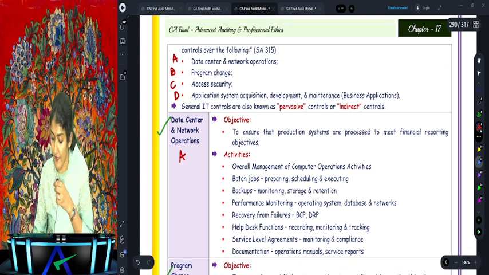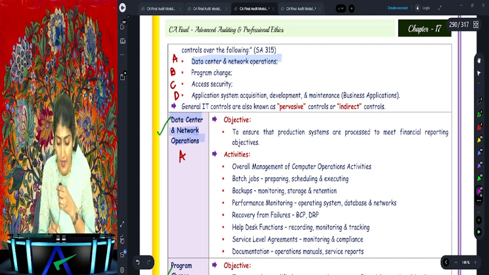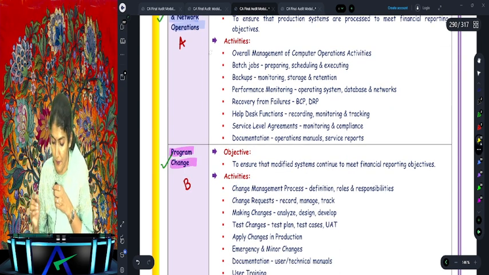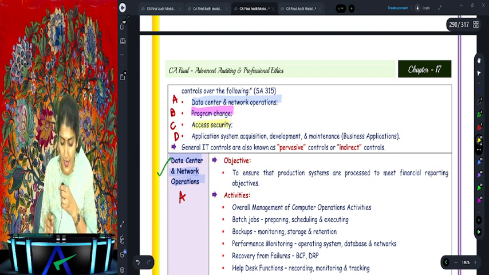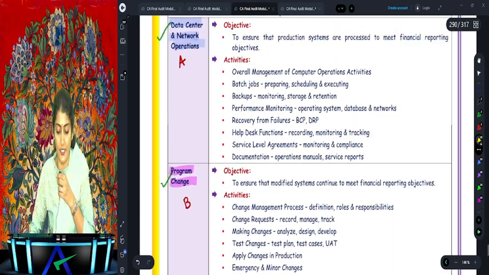Data center and the network operations. Is there a question over there? Yes. Then the program change. For program change also we have a separate question. And what is the third one? The access security, right? So for access security also we have a question.